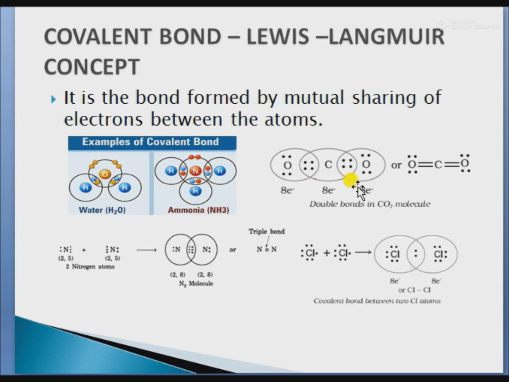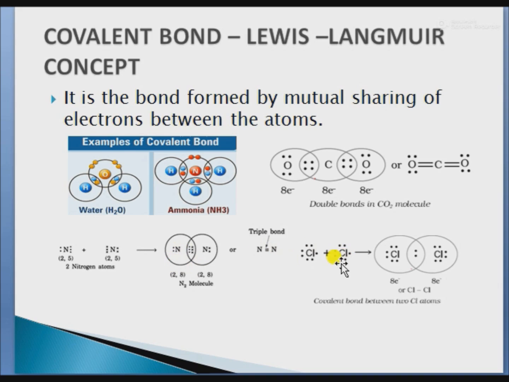Here also nitrogen forms single bond with the hydrogen. Next is the example of carbon dioxide, in which carbon shares its 4 electrons with 2 oxygen atoms, forming the double bonds. It means single bond requires 2 electrons, double bond requires 4 electrons, and triple bond requires 6 electrons to form a bond. In case of nitrogen, 2 nitrogen atoms share their 3 electrons to form a triple bond.